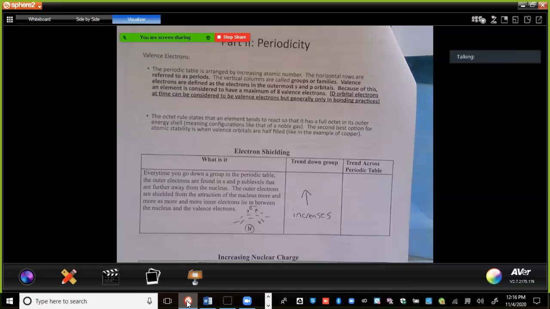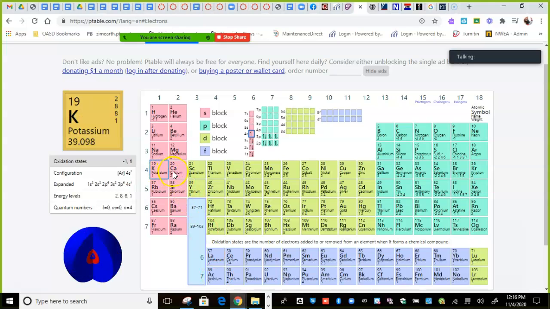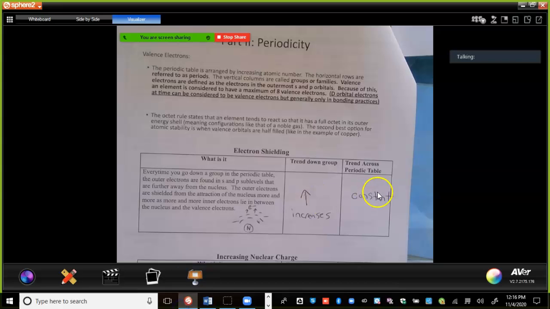Trend down. And then as we go across the periodic table, it doesn't look like many more inner electrons are being added as we go across, so it's not going to be too significant. We're going to say it remains pretty constant. I wrote down pretty constant.